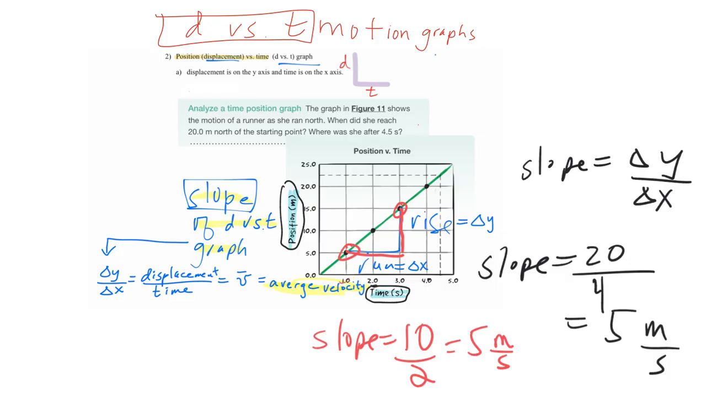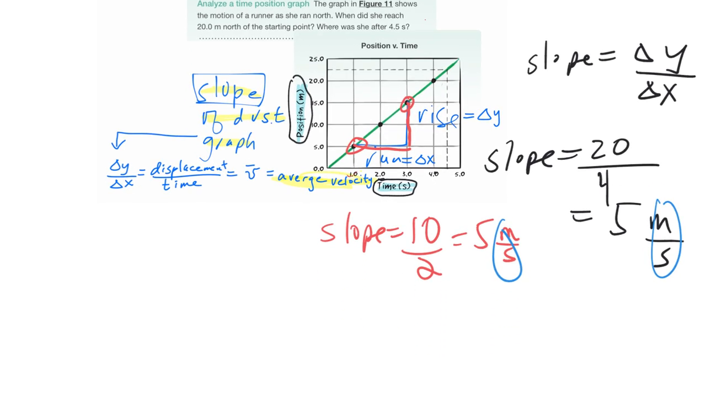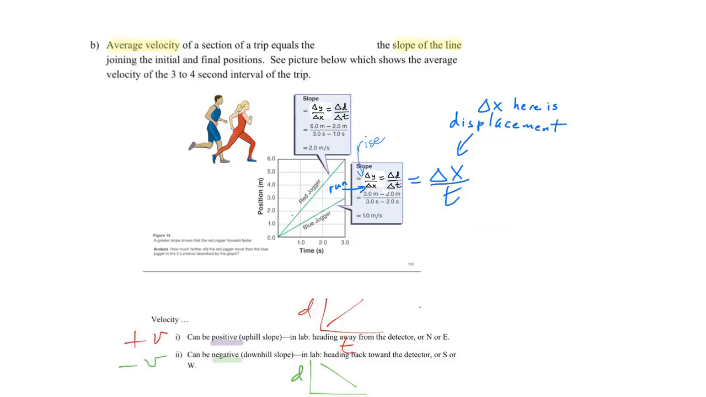Okay, now look at the units. Units are meters per second. That's the unit for velocity. So the slope of a d versus t graph is the average velocity of the object during that trip. Okay, that's very important. I highlighted that in yellow. Slope of a position versus time graph is velocity.